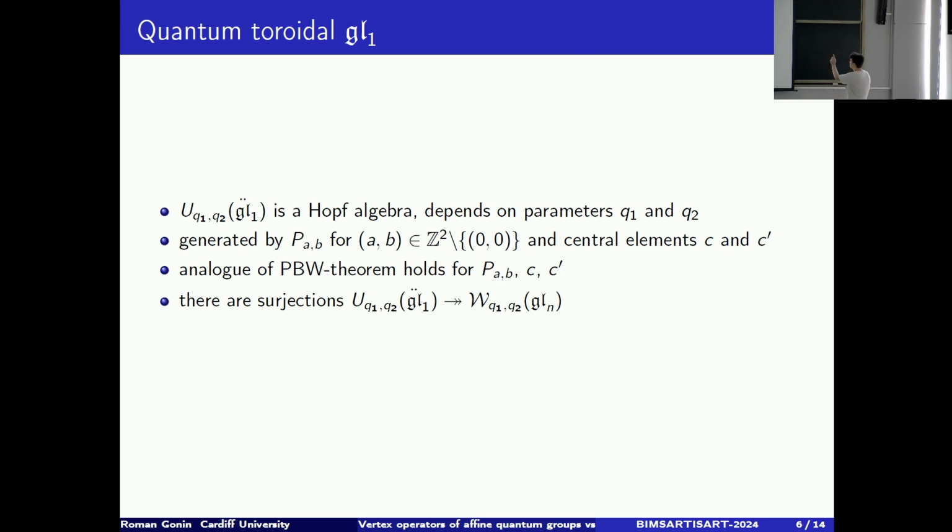Okay, so toroidal GL1 is an algebra. So now I'm going to explain. We rather work with toroidal GL1 than W algebras. So toroidal GL1 is a Hopf algebra dependent on two parameters Q1 and Q2. It's generated by certain P_{a,b}, (a,b) in a lattice, and two central elements, C and C prime. For these generators, it has a certain analog of the PBW theorem, and it projects to deformed W algebras. This is the link to the previous slide.